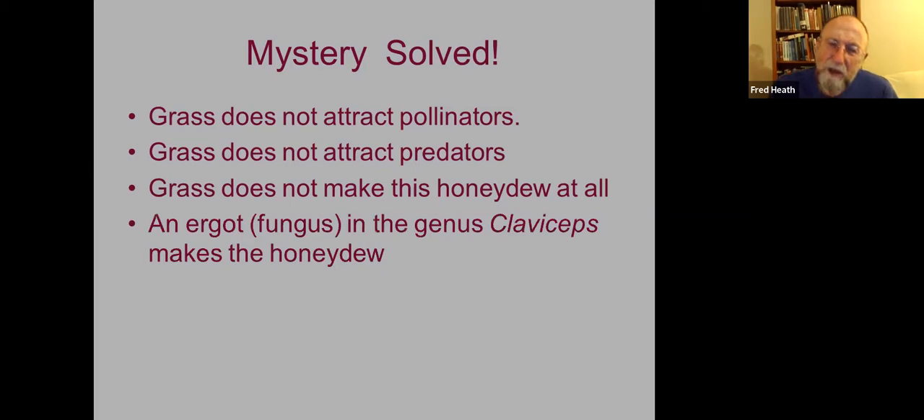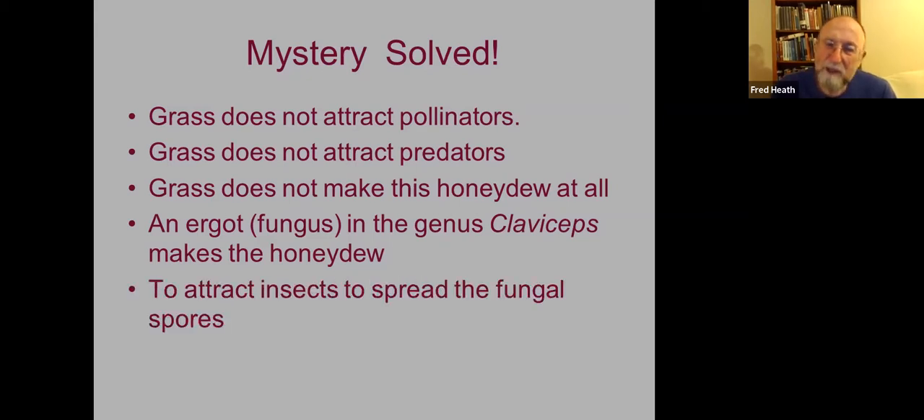It comes from an ergot, which is a kind of fungus, probably mostly in the genus Claviceps, which does make honeydew. Why does this fungus make the honeydew? Because it attracts insects that get the spores stuck to them, and then they can carry it onto another plant. This is why the grasses, and where these butterflies are, are so patchy: the fungus is spreading in one place, and it hasn't made it onto all the grasses.